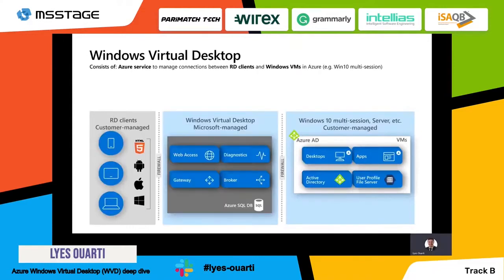This is getting into the technical side of it. So basically in Windows Virtual Desktop, you have 3 components. The first component is what we have here, which is the client side. This is what you use to connect. We have all sorts of clients. We have obviously a web client, so you can use a web browser and connect to the service and connect to your desktop or applications.